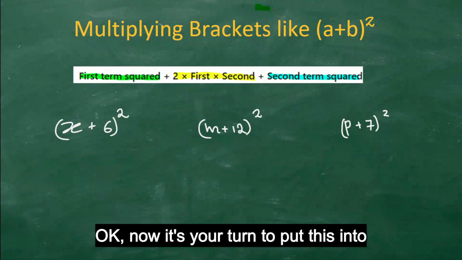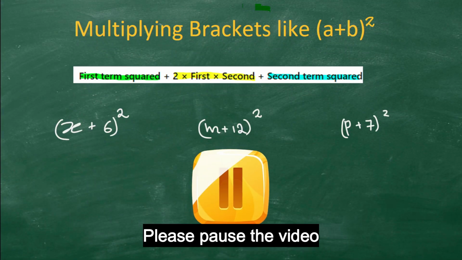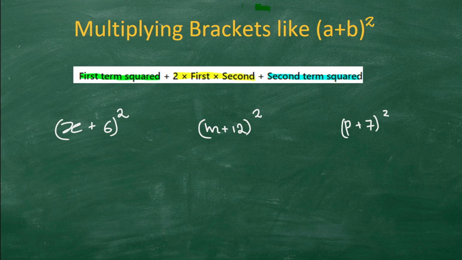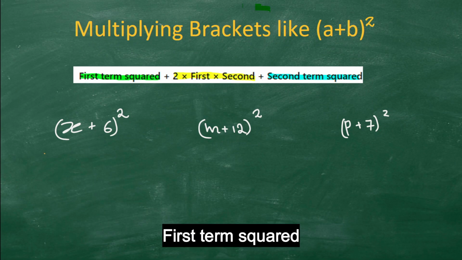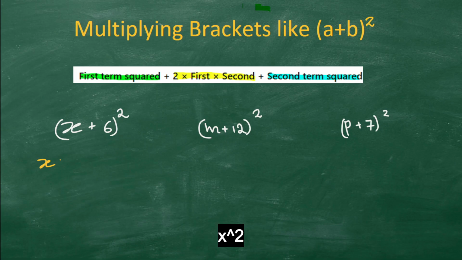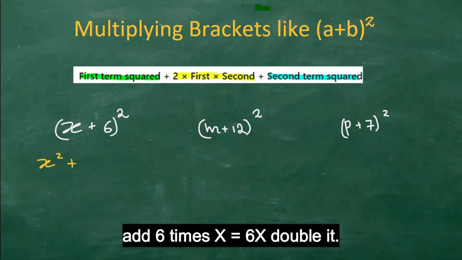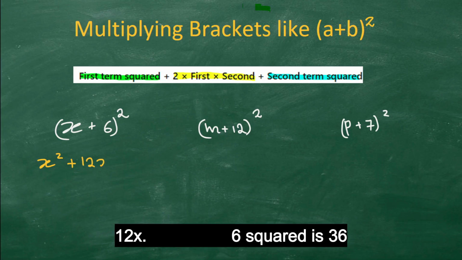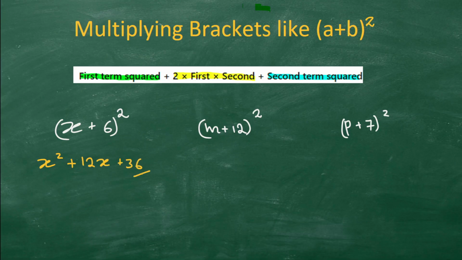Okay, now it's your turn to put this into practice. Please pause the video and give these questions a try. So 3 questions, do them. Here are the answers. First term squared, x squared. Add 6 times x, 6x, double it, 12x. 6 squared is 36. Done.